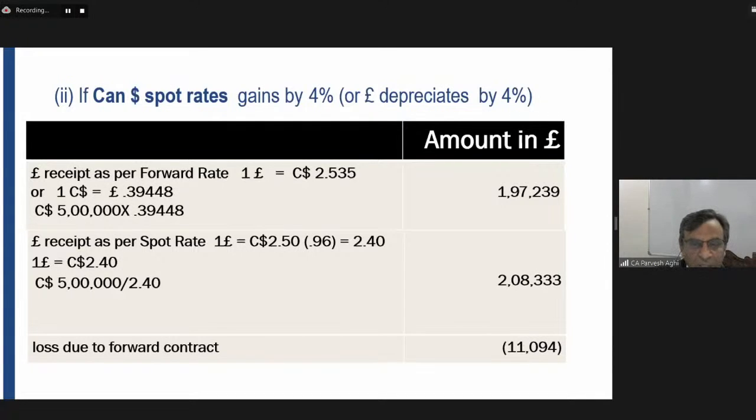So he is getting 2,08,333 if he has not taken a hedge. But unfortunately, he has gone for the hedge, so he has taken a forward cover. So he is going to be happy with 1,97,239. So he is going to lose. The loss due to forward cover will be 11,094 pounds. I hope you have followed.